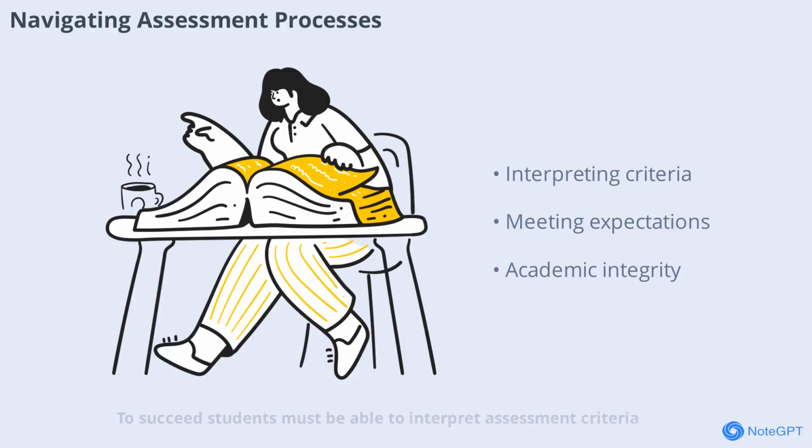To succeed, students must be able to interpret assessment criteria, understand requirements, and meet performance expectations. This involves knowing how different types of assessments, like essays, presentations, or reports, are structured and what is expected for each. It's also about managing deadlines, maintaining academic integrity, and producing work that aligns with the standards set by your institution. Mastering these processes takes practice and guidance, but it's a critical part of becoming assessment literate.